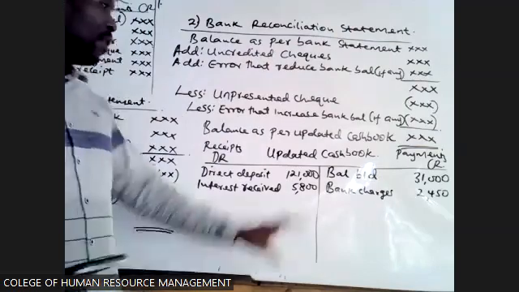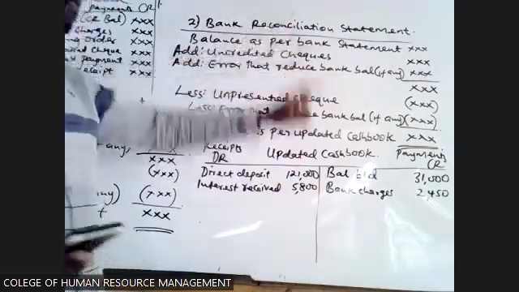They are missing in the updated cash book, but they must appear in the reconciliation.